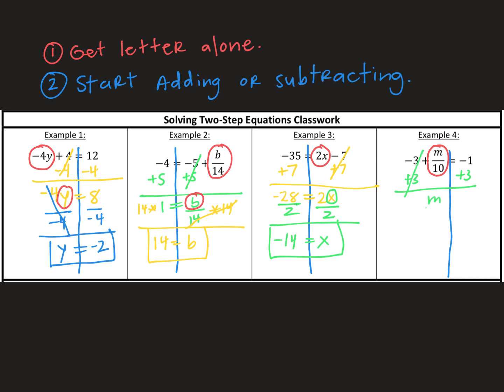We're left with m divided by 10 equals negative 1 plus 3, which is 2. Then I need to undo dividing by 10, so we're going to multiply both sides by 10. When we do that, my 10's cancel. We're just left with m equals 2 times 10, which is 20. And that should be your final answer.